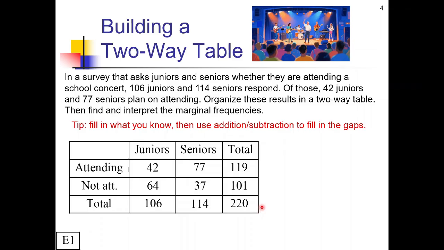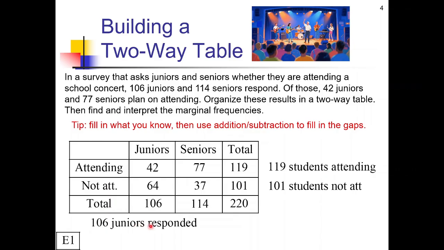All right, so now they want us to interpret what all of this means. This 119, that's the total students attending. 101 is the number of students not attending. 106 down here is the number of juniors who answered the survey. And 114 is the number of seniors who answered the survey. And this 220 is the total students overall who answered the survey.